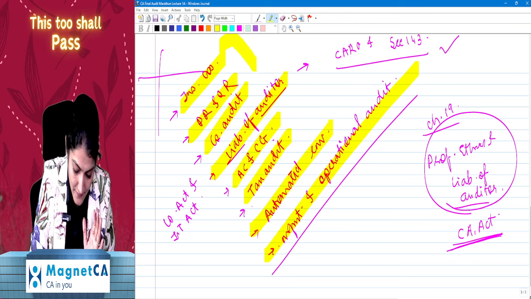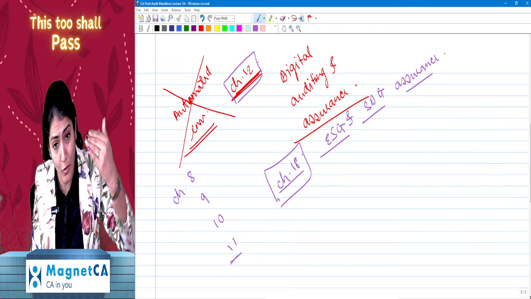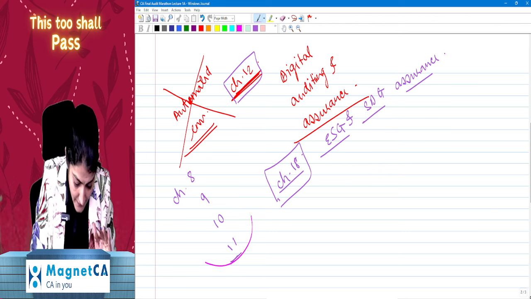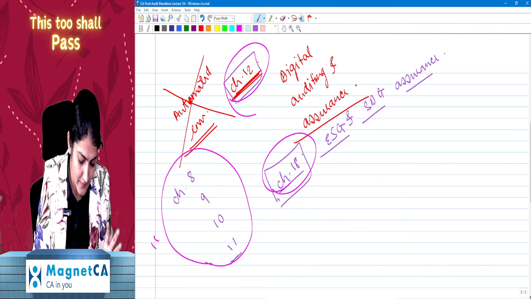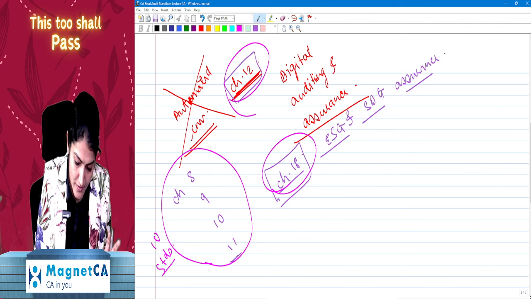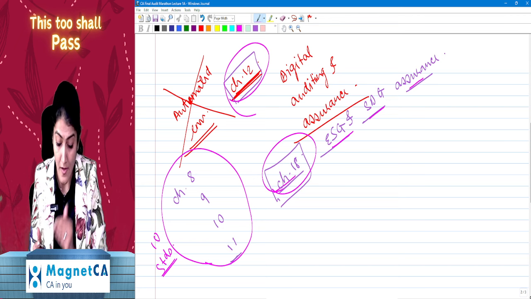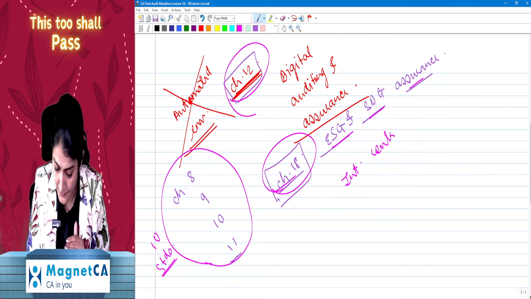Anyways, these are the chapters which are not applicable. Old is gold, so this is in the gold mine now. And now these are the six new chapters which are applicable: the 10 new standards, then the new chapter on digital auditing and assurance, and then the ESG and the SDG assurance. Apart from that, we see a slight change in the chapter of the internal controls.